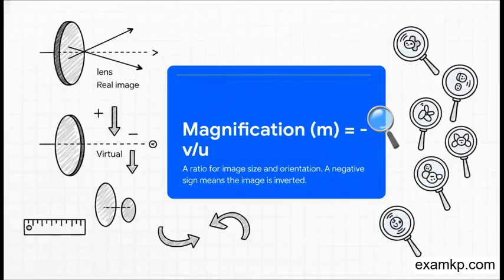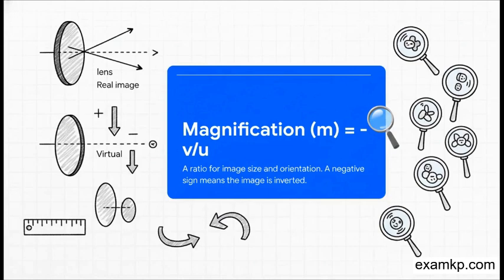Okay, so once you know where the image is, the next question is always, how big is it? Is it upright or is it upside down? That's what magnification, m, tells us. The formula is simple. m equals negative v over u. Now the sign here is key. If your final answer for m is negative, it means the image is inverted or upside down, which is what you always get with a real image. If m is positive, the image is erect or upright. And the number itself tells you the size. If m is 2, the image is twice as big. If it's 0.5, it's half the size.